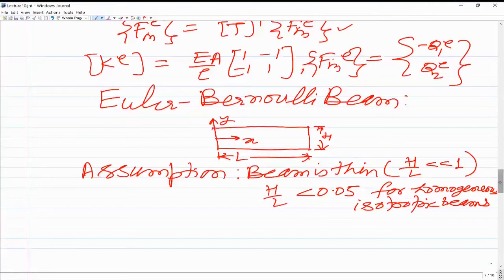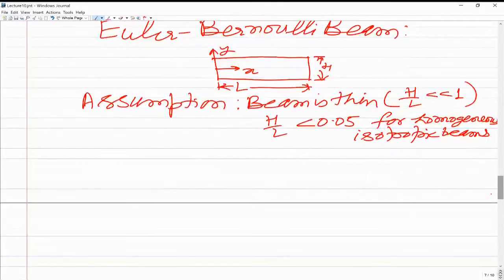Now what are the implications of this thin beam? That the normal to the beam remains normal and straight after deformation. If I take this center line, and take the normal, this is at 90 degrees to the central line, and after the deformation this normal remains straight and normal to the central middle surface or the neutral surface. These are the consequences of the assumption that the beam is thin.